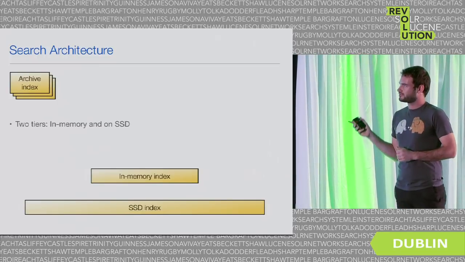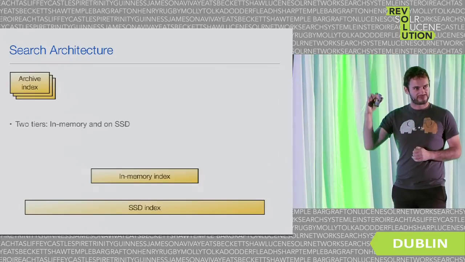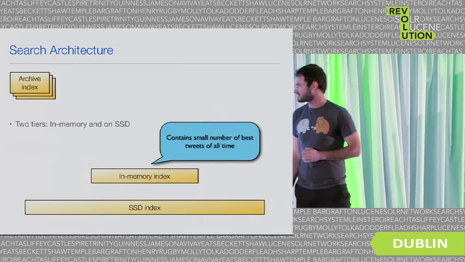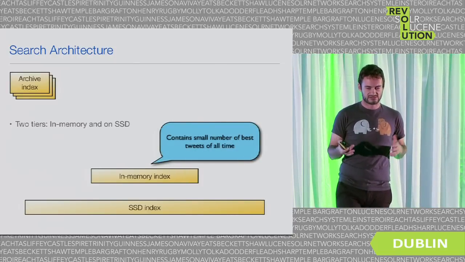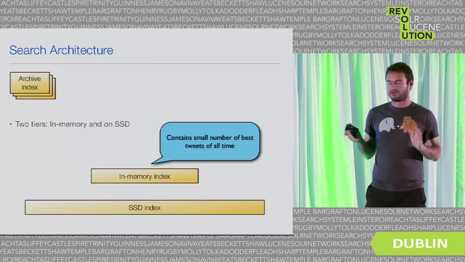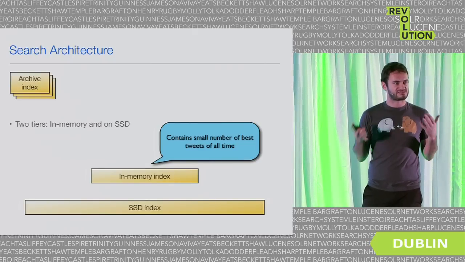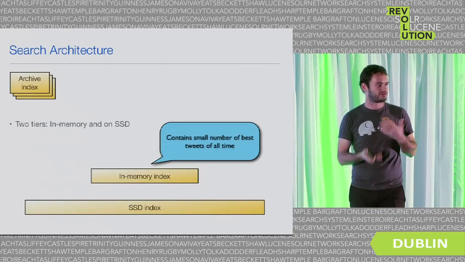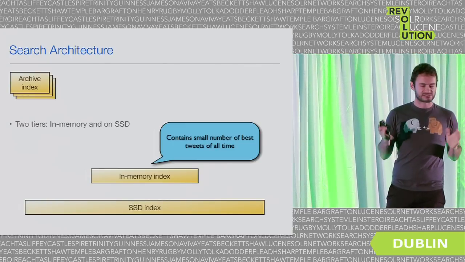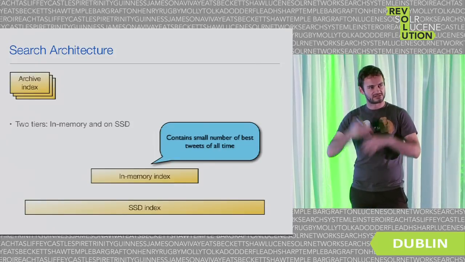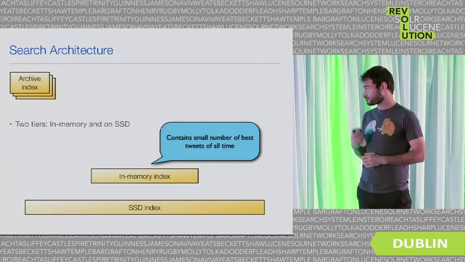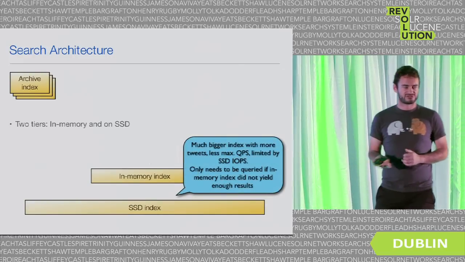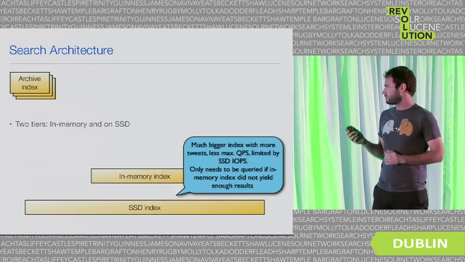The interesting part about the archive index is that we currently have two tiers. One tier is a smaller one, the upper one here, which is an all-in-memory, vanilla Lucene index that contains a small number of the best tweets of all time. What best means, I cannot tell you how we measure that, but of course it includes stuff like how often the tweet was favorited. So we use engagement signals and a lot of other signals to figure that out.